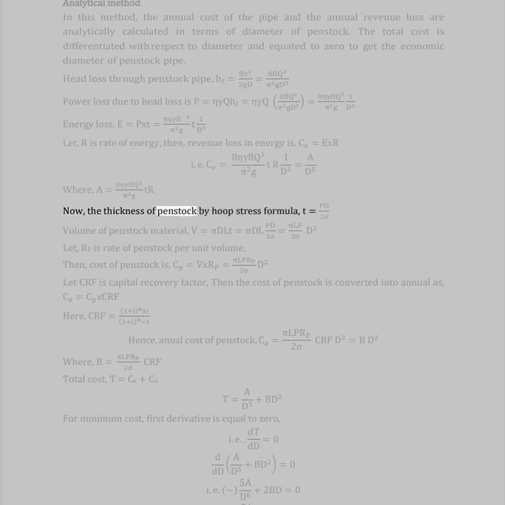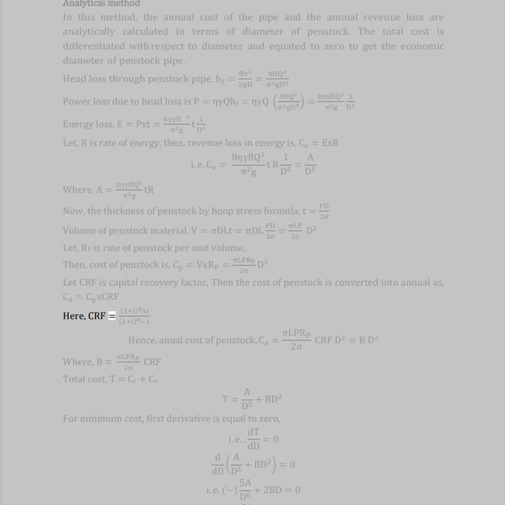Now, the thickness of penstock by hoop stress formula, t equals p D over 2 sigma. Volume of penstock material, V equals pi D L t, which equals pi D L times t, proportional to D squared. Let R_p be the rate of penstock per unit volume. Then, cost of penstock is C equals V times R_p, proportional to D squared. Let CRF be the capital recovery factor, then the cost of penstock is converted into annual cost as C equals C times CRF.